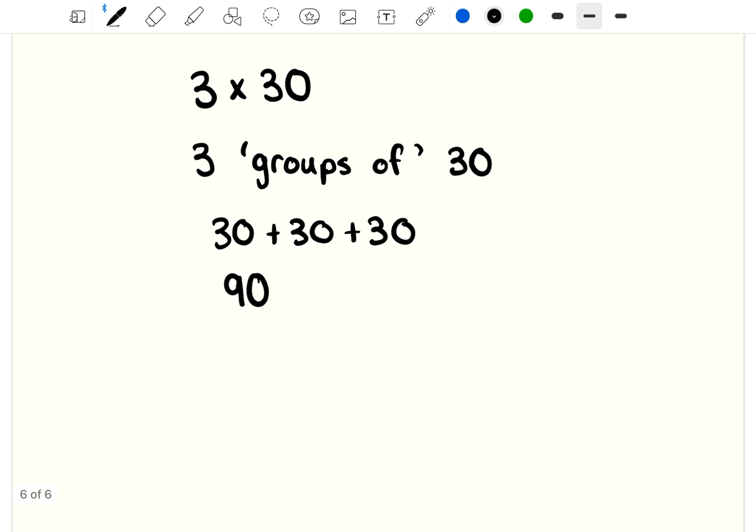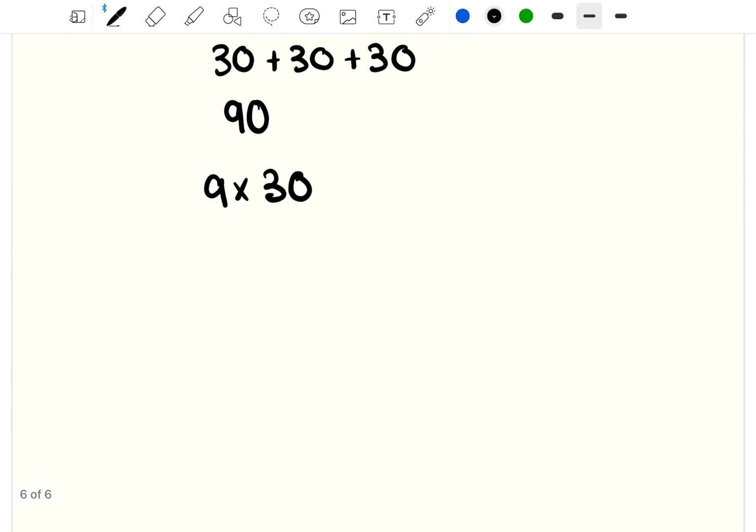But something like 9 times 30 can be a little bit trickier, as it's more difficult to add up 30 plus 30 plus 30 plus 30 plus 30 plus 30 plus 30 until you have 9 30s, right? That's a bit more of a complicated problem than just 3 30s. So how can we make this problem easier to solve? What can we do?